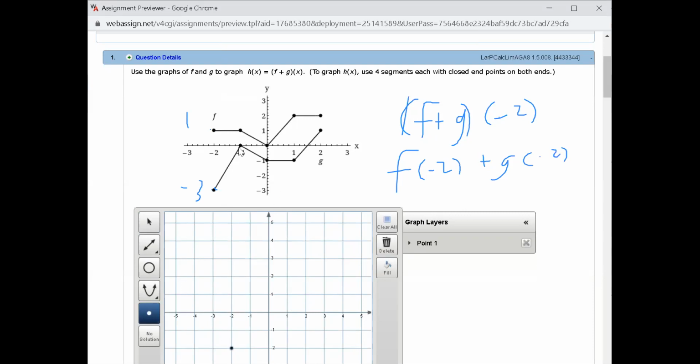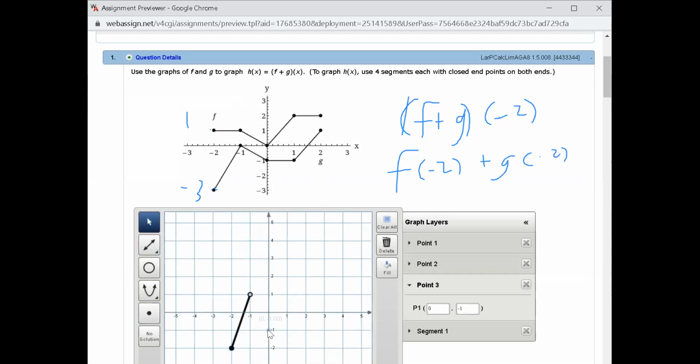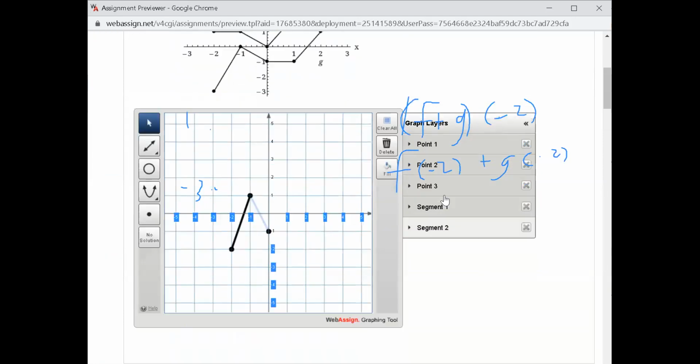And for -1, you can go through and work all this, but really all we did there is we added the y values together. And we'll do that here. 1 plus 0 is 1. 0 plus -1 is -1. And so on and so forth. That's all you do. You just add the y values together, and then connect the points.